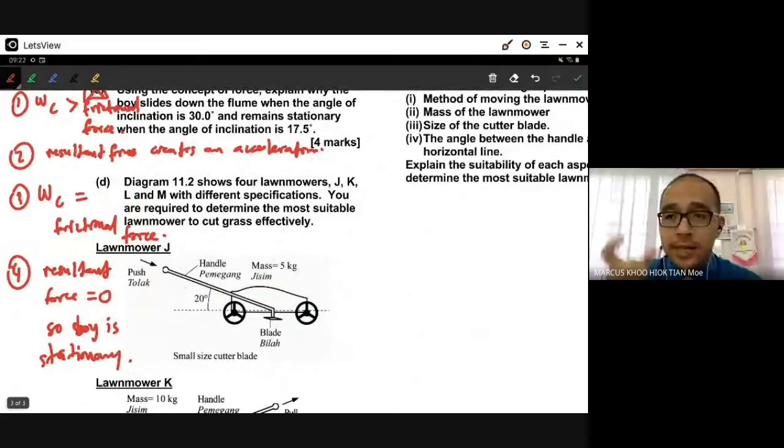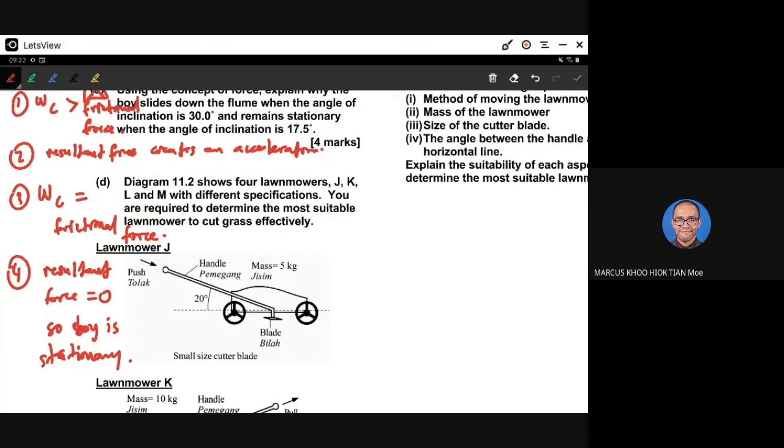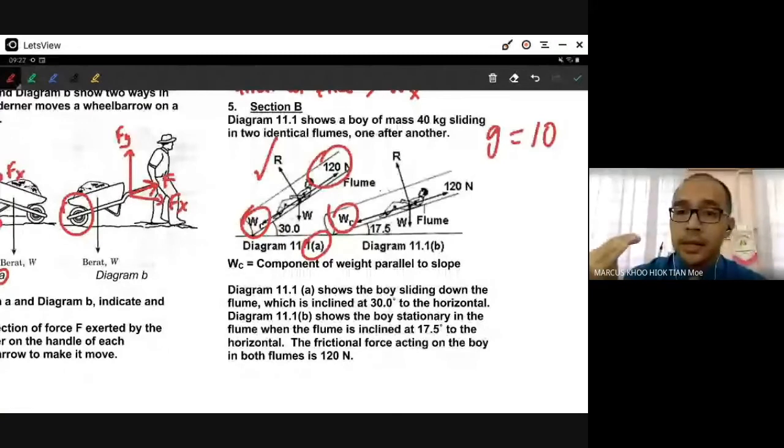At a smaller angle, if the boy doesn't move, it means the WC and the friction are the same value. At a bigger angle, the WC is greater than the frictional force. So it will obviously slide down. All right. Okay, last question. Is this the last question?